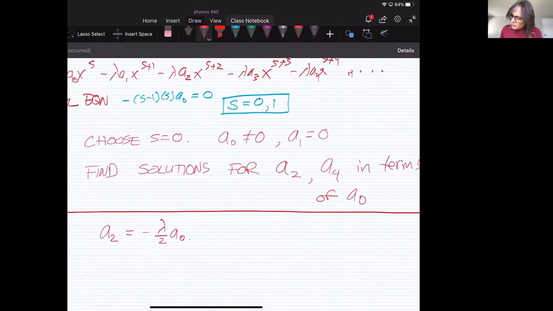All right. And then A4 is equal to (6 minus lambda) over 12 times A2. And if you wanted to write that in terms of A naught, that would be minus lambda times (6 minus lambda) over 24 times A naught. Now, the reason why you would want to write this in terms of A naught is that this allows you to write the series expansion.